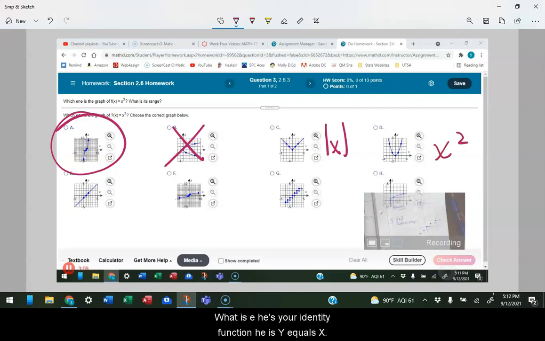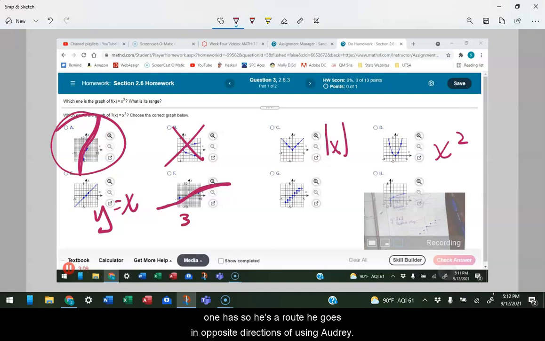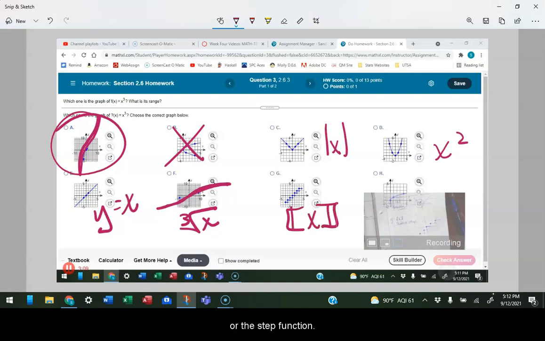What is e? It's your identity function, y equals x. That's just a plain diagonal line. What is f? It goes in both directions, but it has horizontal movements instead of vertical movements like this one has. So it's a root. It goes in opposite directions, so it's an odd root. And then this one is going to be your greatest integer function, or the step function.